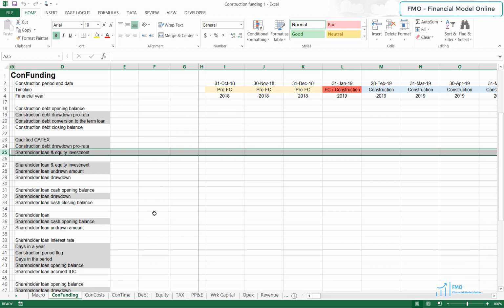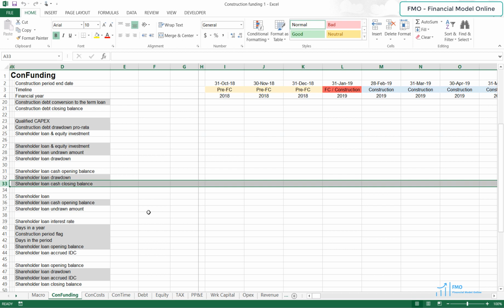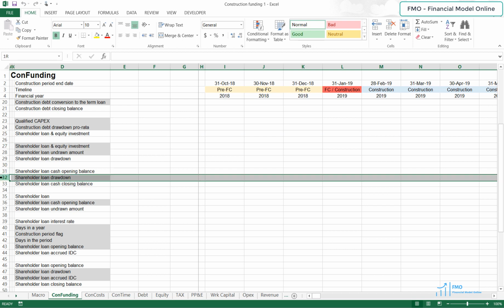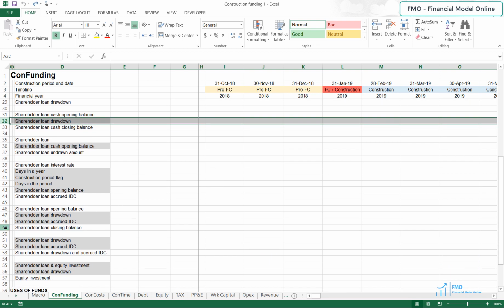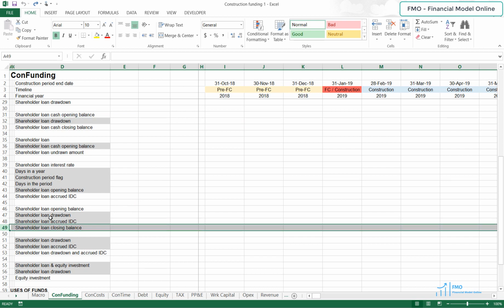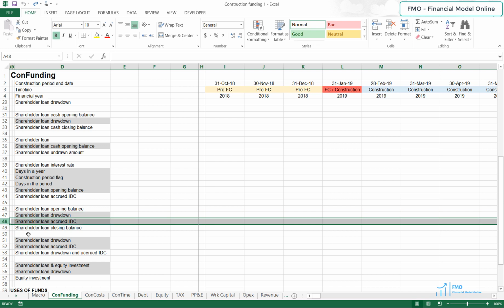Another thing to mention about the shareholder loan is that there will be two types of balances. First, we are going to calculate a cash balance, which will depend on the shareholder loan drawdown, which is always in cash. And we have to keep track of the shareholder loan cash balances for the purpose of building the sources and uses of funds. And there will be another balance, which will go into the balance sheet of our project company, and that balance will depend on the shareholder loan cash drawdown and the accrued interest during construction on the shareholder loan.